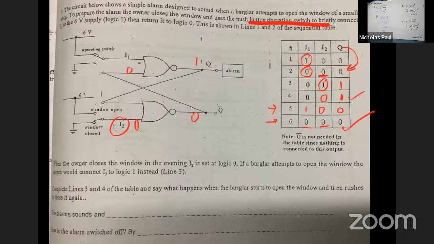You okay there? So lines 1 and 2, lines 1, 2, 5, and 6 are to set the alarm. And lines 3 and 4 are where the burglar tries to open and close. Okay? All right. So that is your flip-flop. There's one just like it in the past papers, but I think it's a NAND.